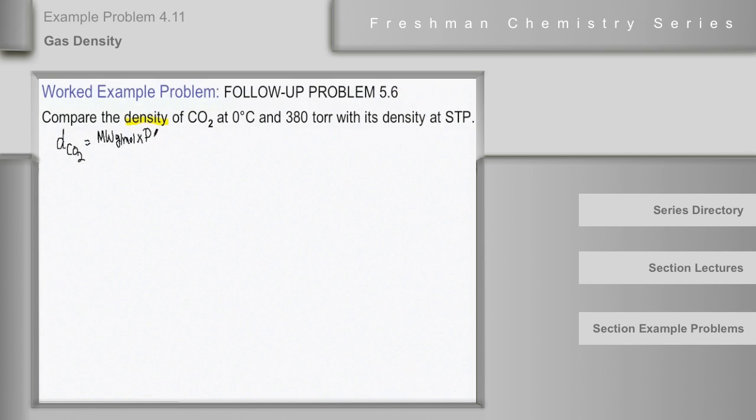times the pressure in atmospheres, divided by R, the universal gas constant in liter atmospheres per mole Kelvin, times the temperature in kelvins. And as you could tell, moles will cancel with moles, kelvins will cancel with kelvins, atmospheres will cancel with atmospheres, and the units of the answer will be in grams per liter.